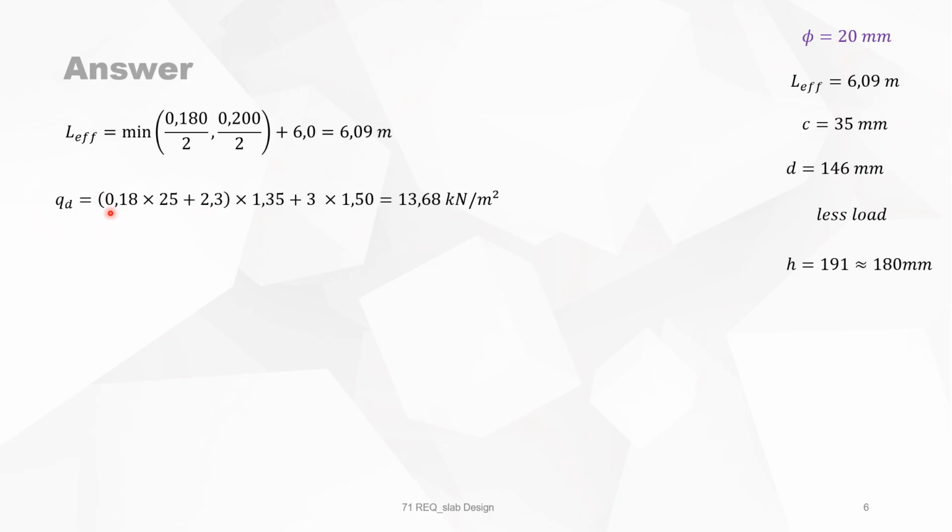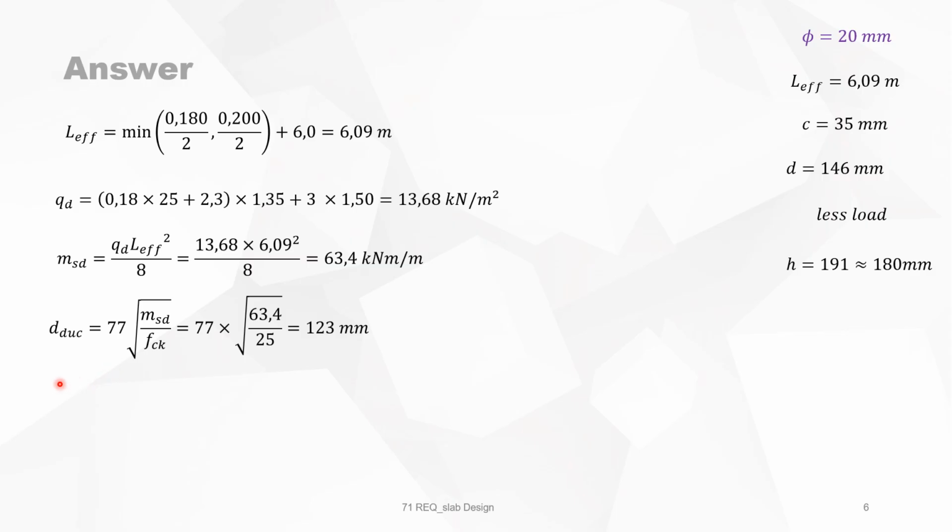The total load is then 0.18 times 25 plus 2.3 times 1.35, which is the permanent load, plus the mobile load, gives you 13.68 kilonewton per square meter, which is much smaller than the previous one. The corresponding bending moment is then 63.4 kilonewton meter per meter, and the needed ductile depth of the slab is then 123 millimeters. The corresponding reinforcement is then again the bending moment divided by the lever arm corresponding with the ductile times the yield stress of the reinforcement.